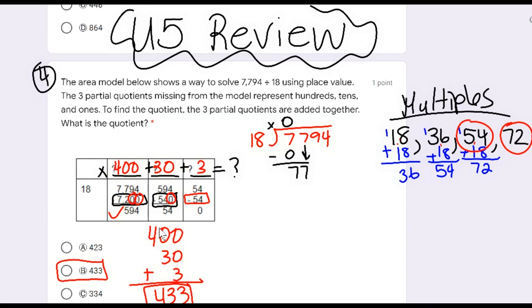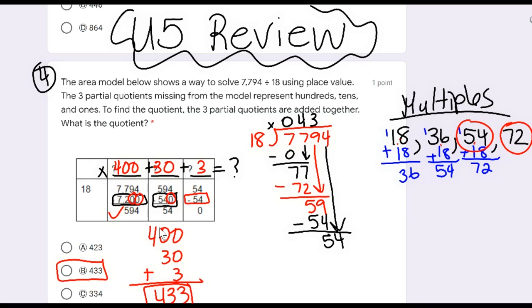What's the highest number I can get? It's that 72. So the 4 goes up top. 4 times 18 equals 72. Subtract it, I get 5. Bring down the 9. What's the next number that we can get that does not go past the 59? Obviously that 54. So that is the 1, 2, 3, the third multiple. 3 times 18 is 54. Subtract it out. I get 5 here. What do I do next? Drop down the last 4.